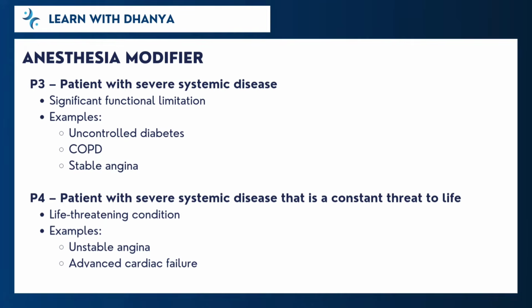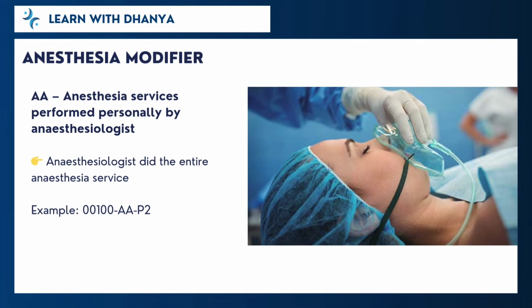P4 is a patient with severe systemic disease that is a constant threat to life, which means life-threatening conditions like unstable angina, advanced cardiac failure, renal failure. Those can be considered. Next is the AA modifier. The AA modifier means anesthesia service performed personally by the anesthesiologist. So along with the anesthesia code you have to add the AA modifier if the anesthesia is given by the anesthesiologist.